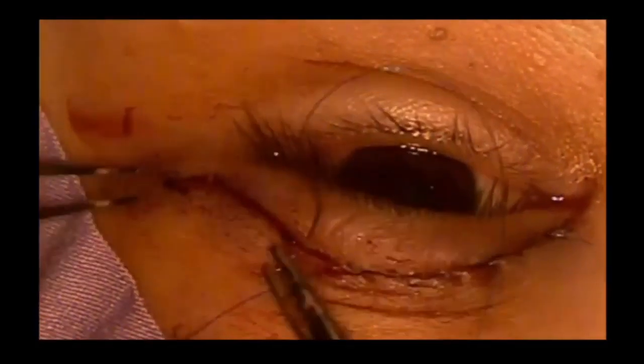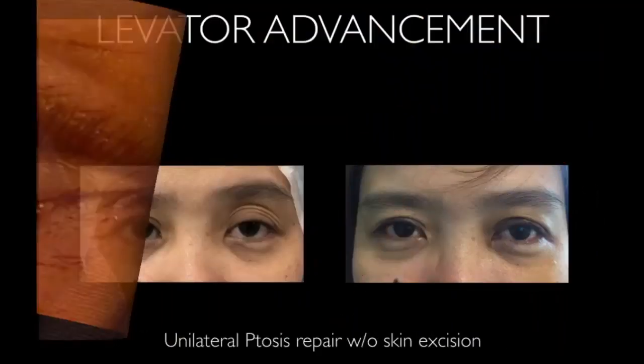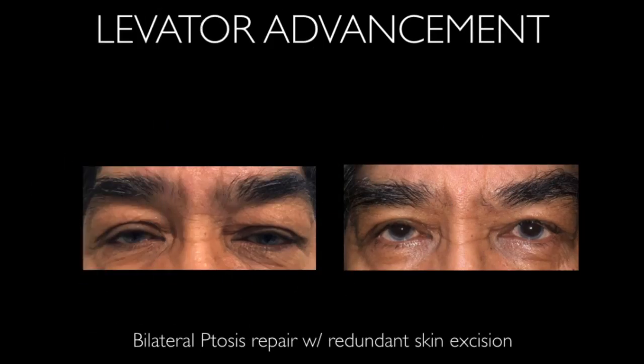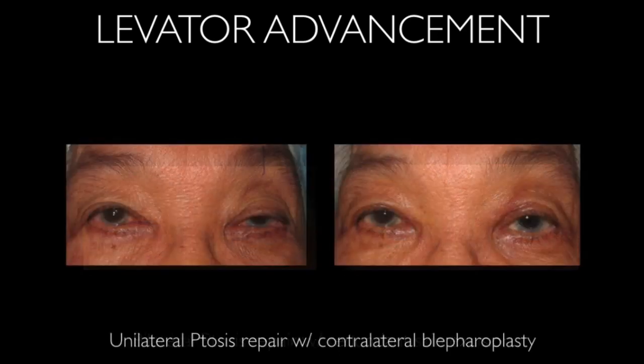I then give topical steroid antibiotics and cold compress for 2 days. I usually don't give oral antibiotics unless it's really needed. This is the pre and post-op picture of the patient who underwent unilateral ptosis repair without skin excision. This is another case of bilateral ptosis repair with redundant skin incision and blepharoplasty. This is a case of unilateral ptosis repair with contralateral blepharoplasty.